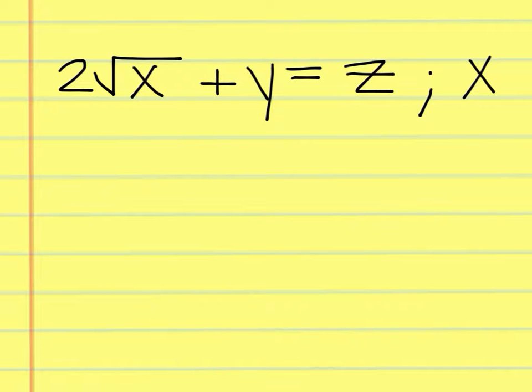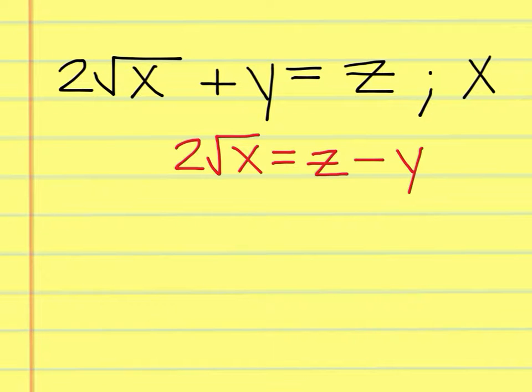To solve for x in this formula, you must begin isolating the x by ridding it of anything that is plus or minus around it. Move this over to this side. So you're left with 2 square root of x equals z minus y. You cannot do anything with the x yet until you get rid of the multiplication by 2. So divide both sides by 2 to get this.